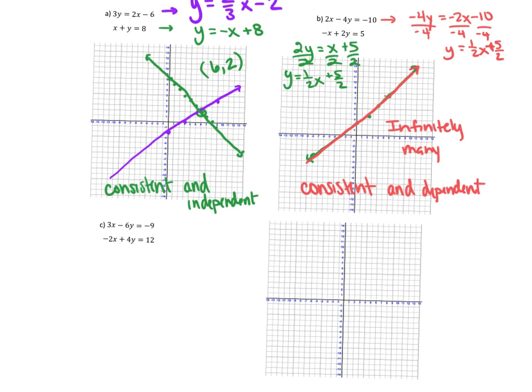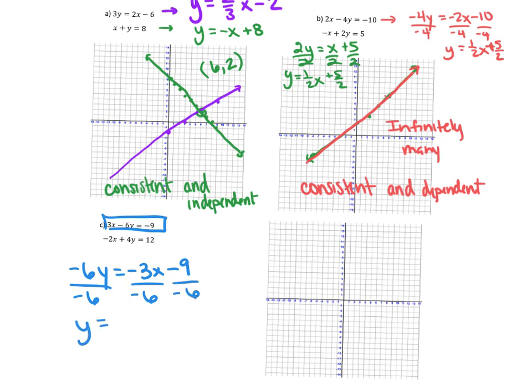And then in the last one, let's get these equations by themselves. Get y by itself here first. So to do that, move the x over. I get -6y equals -3x minus 9. Divide by -6. And I get y is equal to a 1/2 x, I'm sorry, because negative divided by negative is a positive. 1/2 x plus 3 over 2, or 1.5.